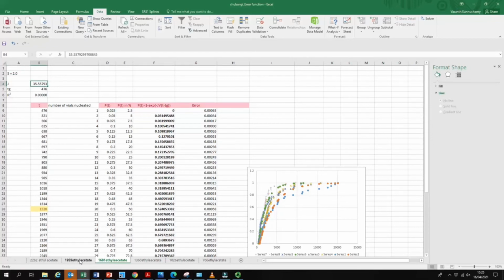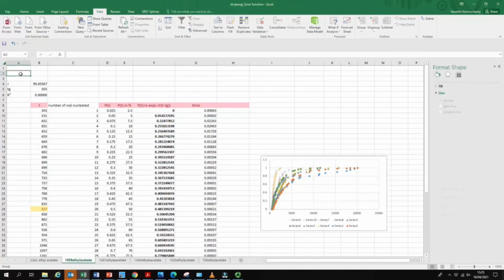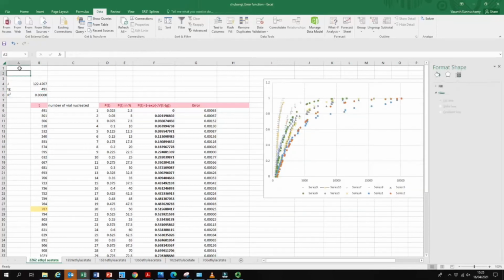And then when S is equal to 2.26, the nucleation rate is 99.455. And then when S is equal to 2.57, the nucleation rate is 122.47.